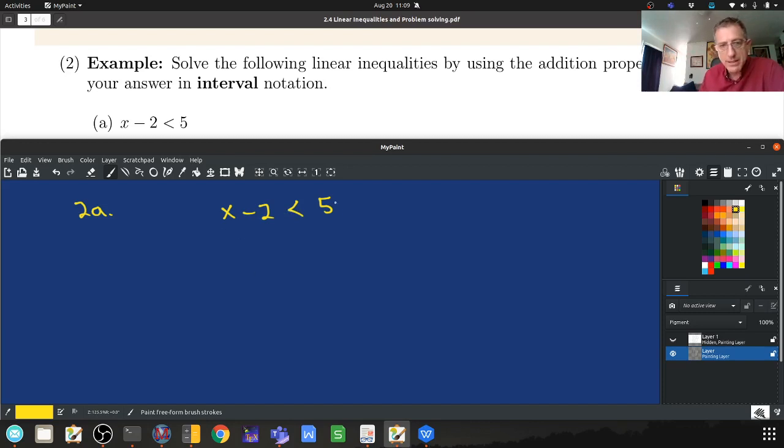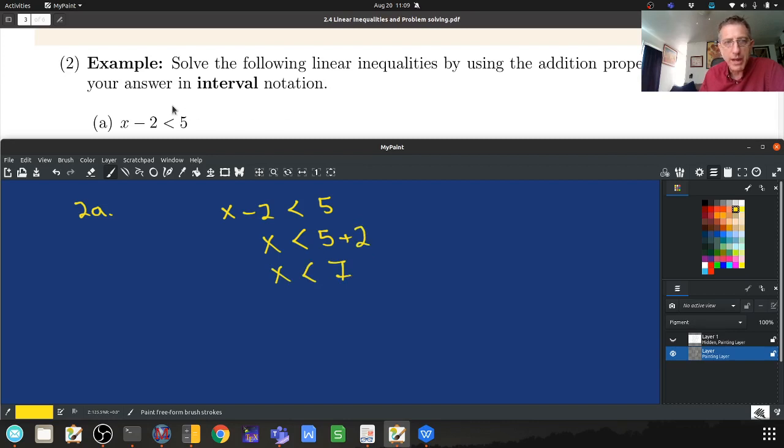So I want to isolate x, so I'm going to move my minus 2 to the other side. When I do so, it has to pay a price, and the price is it changes its sign. So this is x is less than 7.